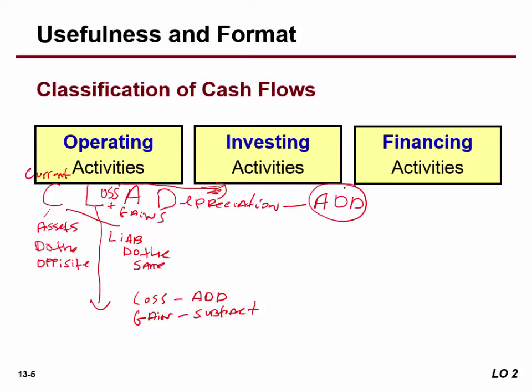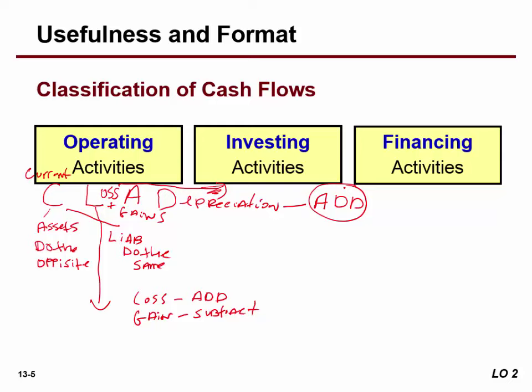Add the depreciation, because it doesn't use cash, right? Okay, so the operating section of the statement of cash flows, that's the tougher section, and you now have everything you need to know about it. It's going to be CLAD. You're going to CLAD yourself in the cloak of genius. Current items, if it's an asset, do the opposite. If it's a liability, what? Do the same. Good. Gains and losses, the L in CLAD.